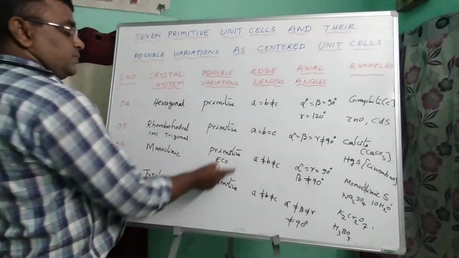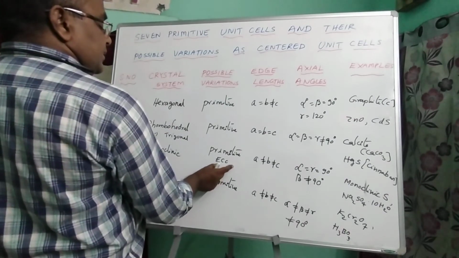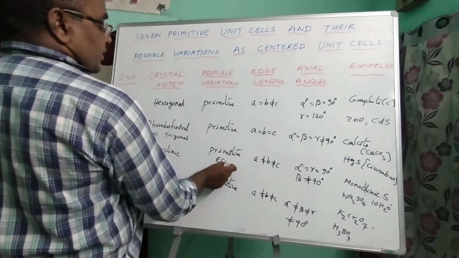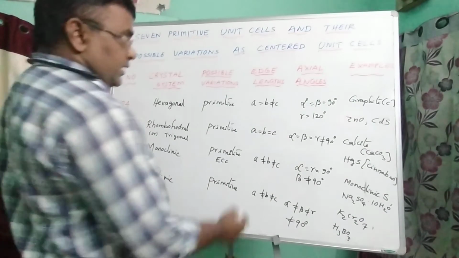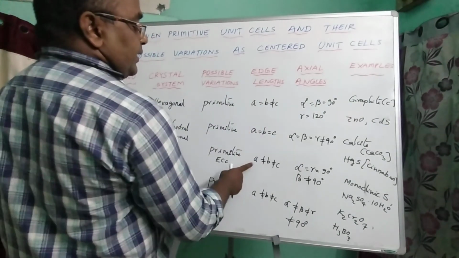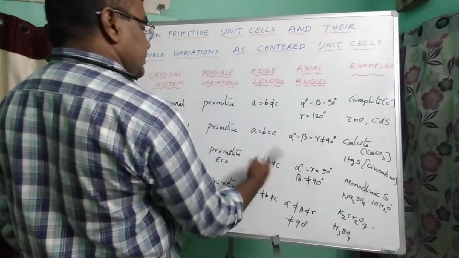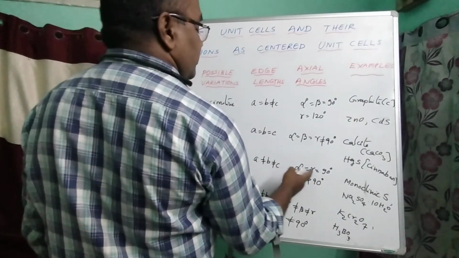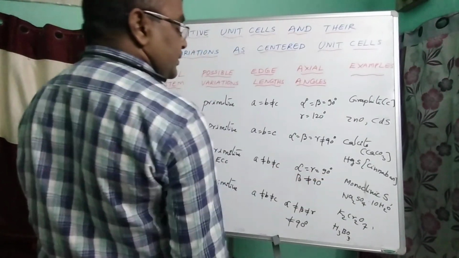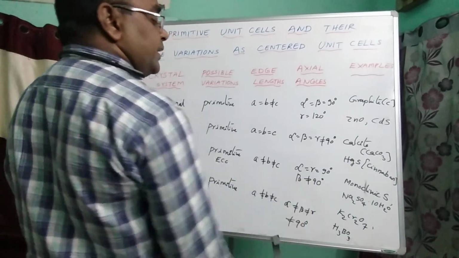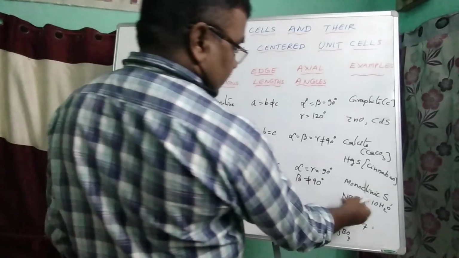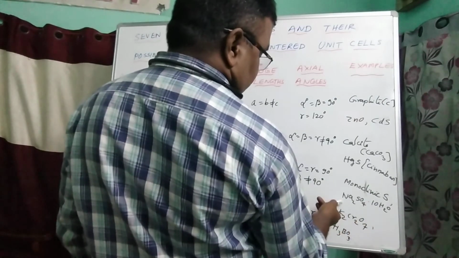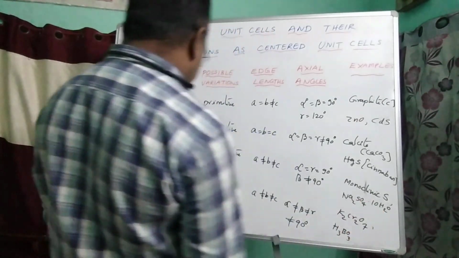Next, the sixth one is monoclinic. Possible variations: primitive or ECC, end centered crystal structure. Edge lengths: a not equal to b, b not equal to c. Axial angles: alpha = gamma = 90 degrees, but beta not equal to 90 degrees. Examples: monoclinic sulfur, hydrated sodium sulfate, Na2SO4.10H2O.